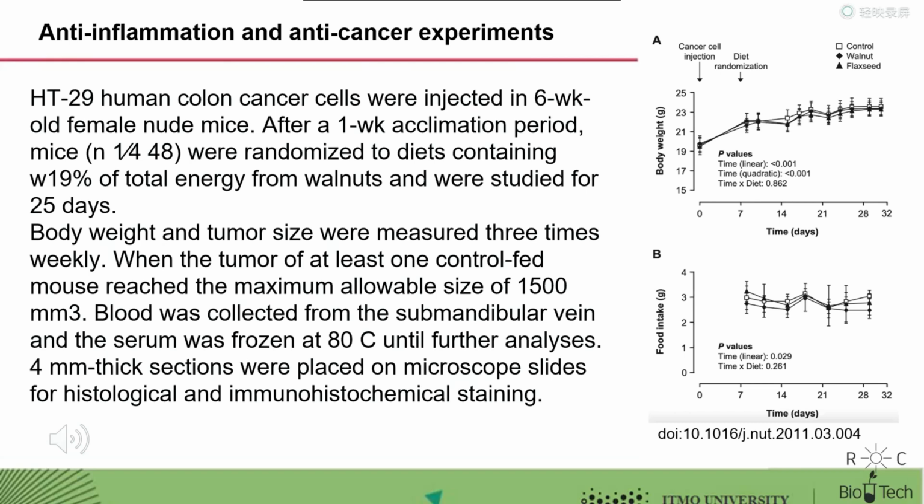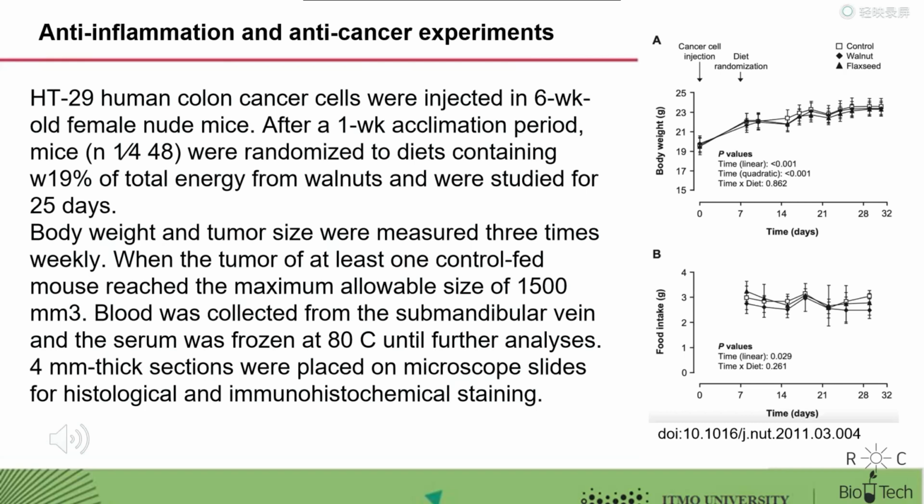In this research, 6-week-old female athymic nude mice were injected subcutaneously with HT29 human colon cancer cells. 7 days after tumor cell injection, mice were randomized after stratification for body weight to control or walnut diet. The control diet was modeled after the standard AIN-76 diet for mice. It's a vitamin mix. Mice were fed the experimental diet for 25 days.